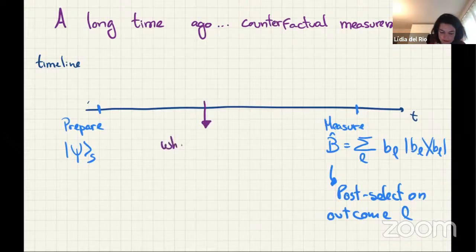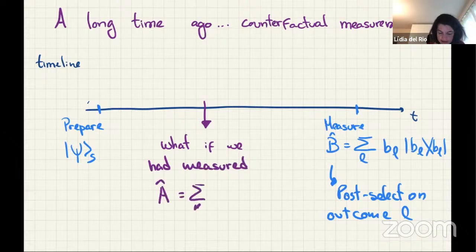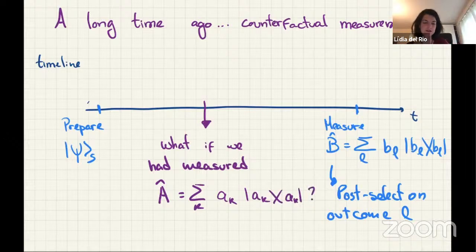So what if we measured a different observable, right? And the idea was to find chains of reasoning that led to contradictions. So we looked at the pigeon example, and we looked at the Hardy paradox in different forms, right?